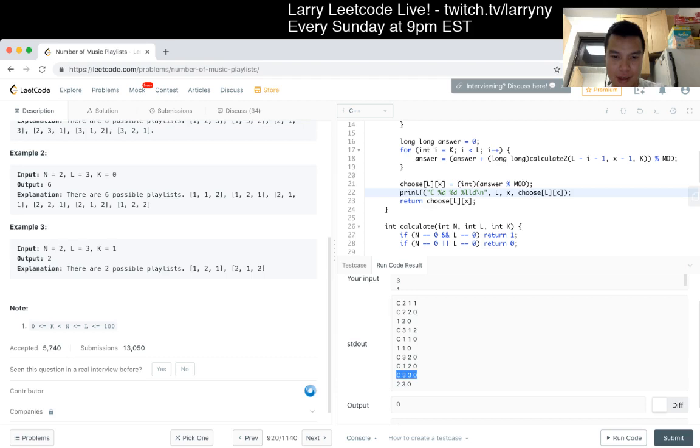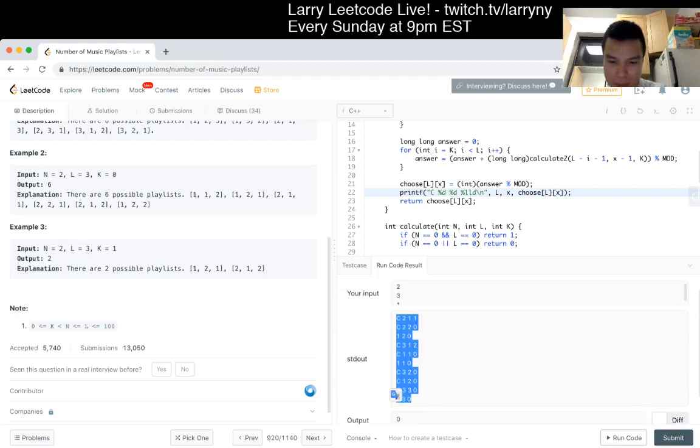This is right. 3 choose... This is wrong. I think the 3, 2, 0 is wrong, so maybe that's off by 1. This maybe is wrong. So that should be 3. Maybe? Is that right?